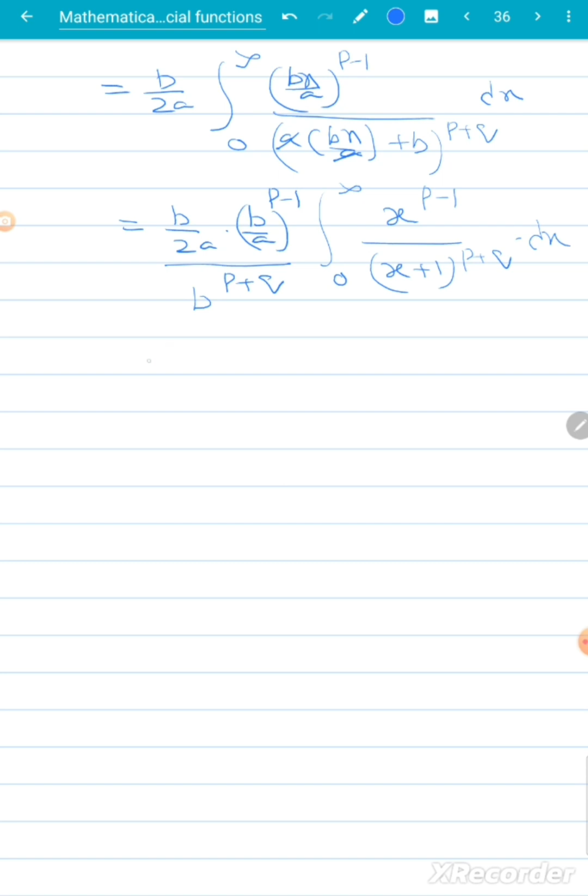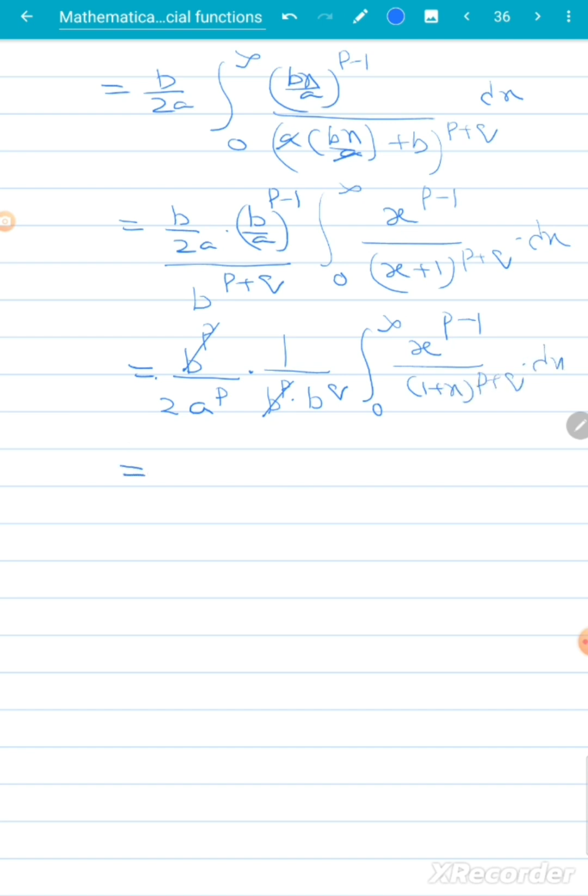So this is equal to b to the power of p minus 1 by 2 into a to the power of p minus 1 plus 1, that is a to the power of p, into 1 by b to the power of p into b to the power of q. So b to the power of p and b to the power of p cancel. Integration 0 to infinity x to the power of p minus 1 by 1 plus x to the power of p plus q into dx.